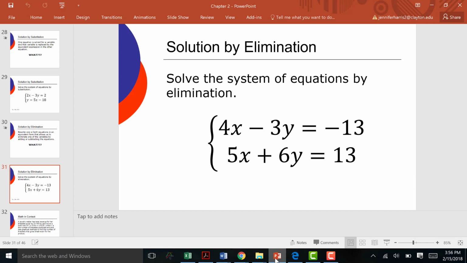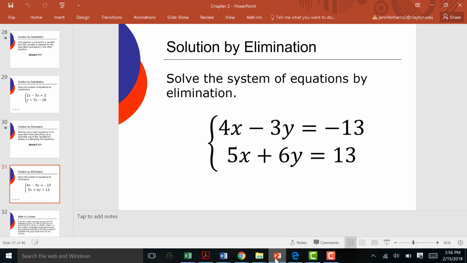Do we always have to start with the y? No. You can pick whichever one. Because you said that, I'm going to do the same problem, but now I'm going to do it a different way, using different numbers to multiply by. So let's say you didn't want to eliminate the y's. I'm going to rewrite the problem here: 4x minus 3y equals negative 13, and 5x plus 6y equals positive 13.